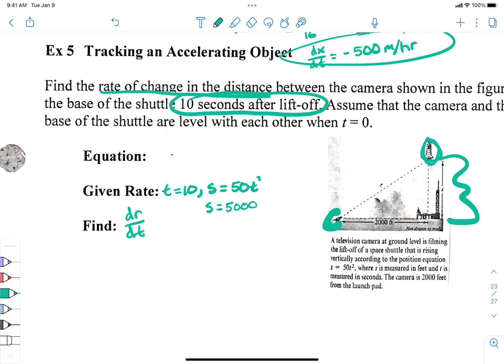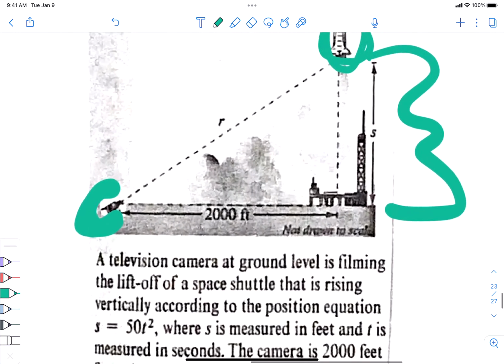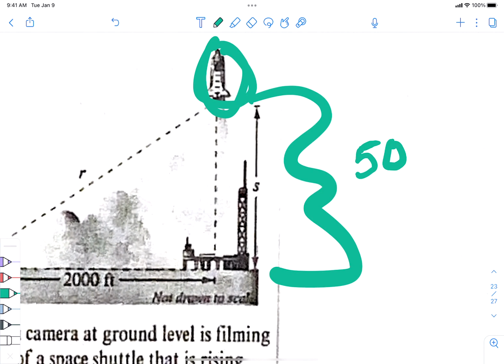So S is 50 times 100, which is 5 with 3 zeros: 5,000 feet in the air. Now, I want you to also leave S equals 50t squared there, because we're going to use it here in a second. That's the formula, but the 5,000 feet in the air is constant at this instant. We're going to look at that here in a second.